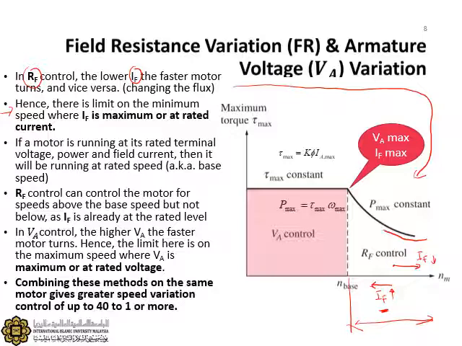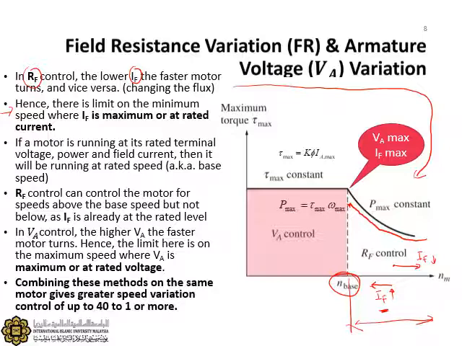IF is increasing until it reaches the rated value of the IF. So you cannot increase the IF any longer. And when you reach that, you are actually at this base speed.